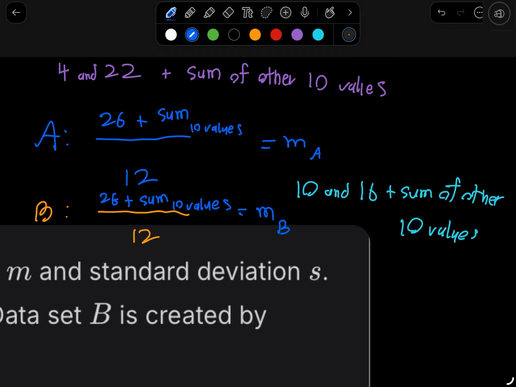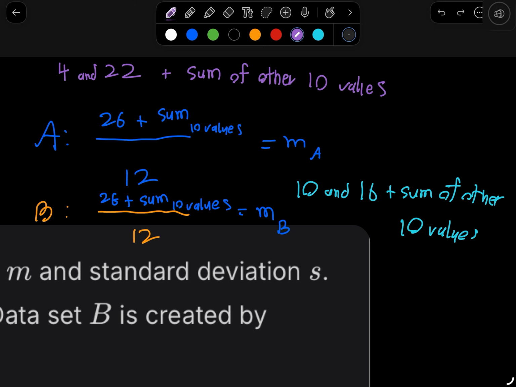You'll notice here that A and B actually have the same mean, right? It doesn't change because you're dividing by the same number of values. And the sum of the two numbers that we know, of course the numbers are different, but when you add them together, 4 and 22 give you 26, and 10 and 16 also give you 26. So that doesn't change either.